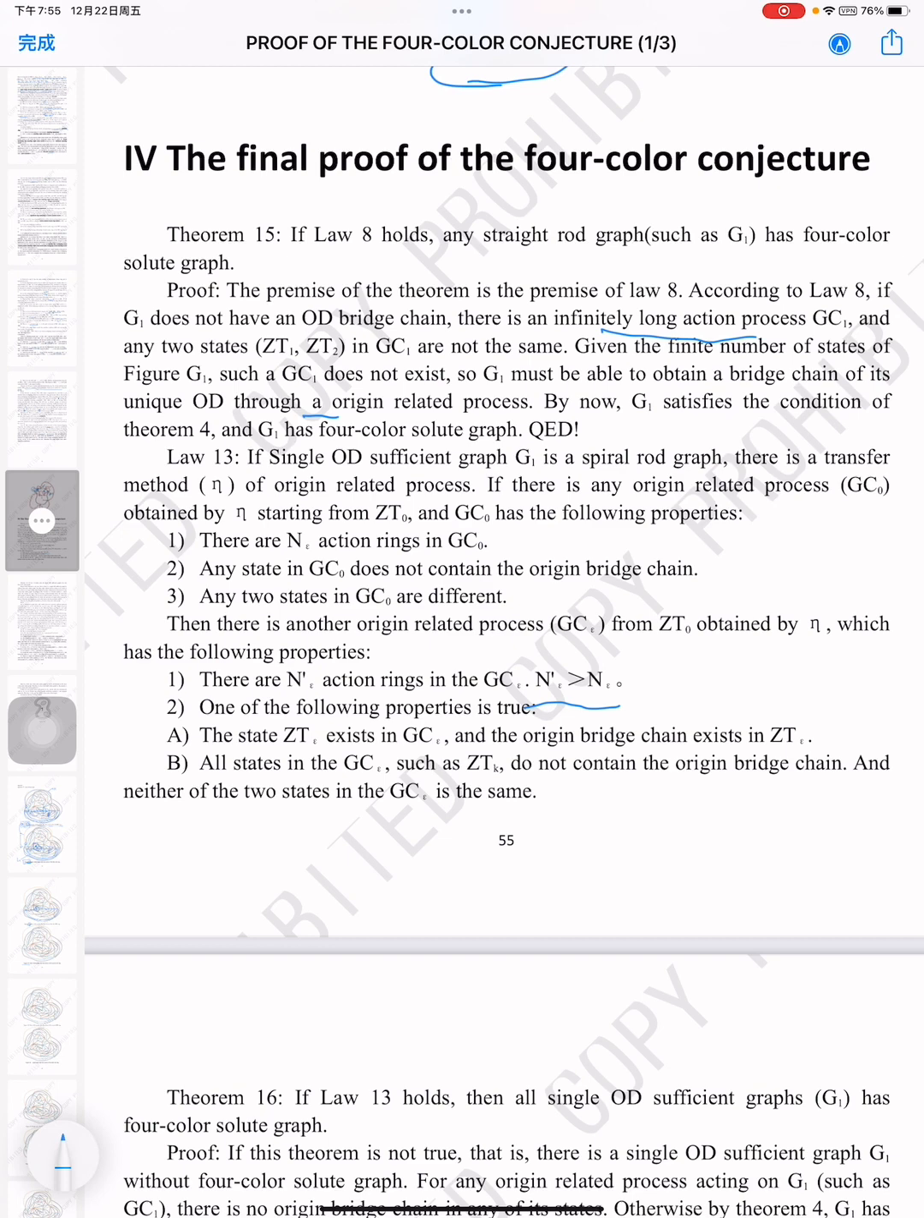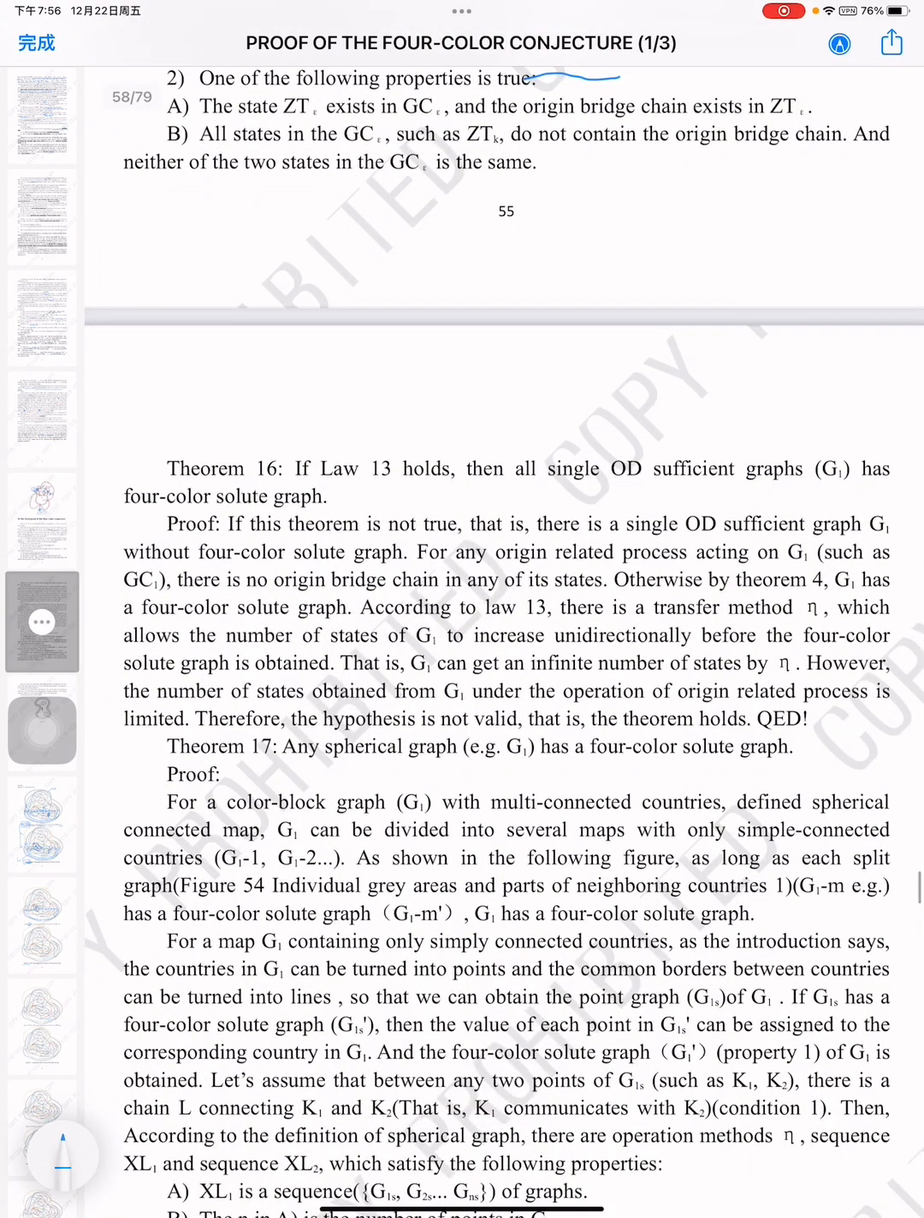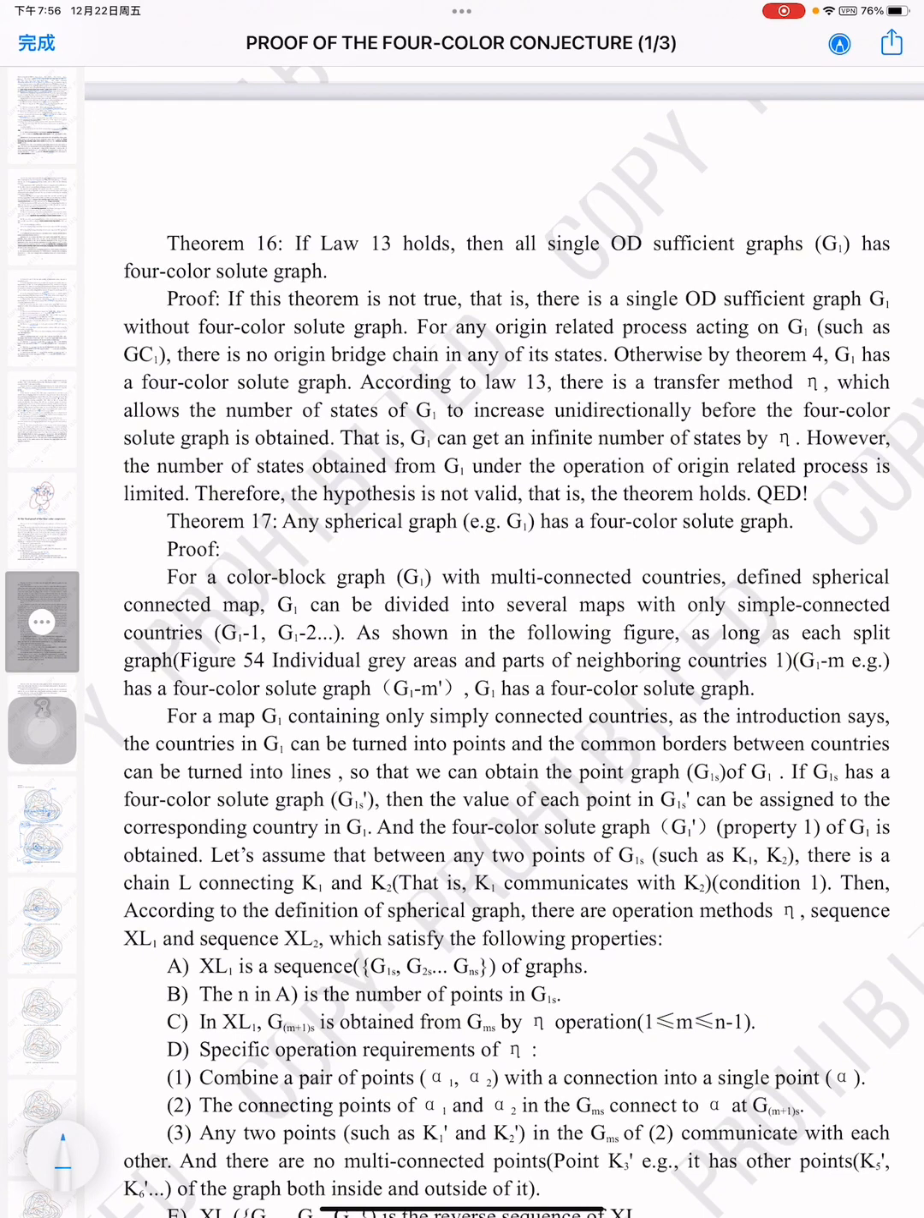2. One of the following properties is true. A. The state ZT initial exists in GC initial, and the origin bridge chain exists in ZT initial. B. All states in the GC initial, such as ZTK, do not contain the origin bridge chain, and neither of the two states in the GC initial is the same. Theorem 16. If law 13 holds, then all single OD sufficient graphs G1 have four-color absolute graph.